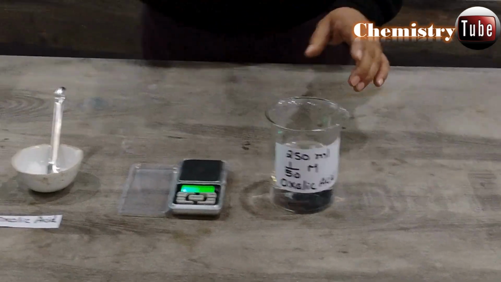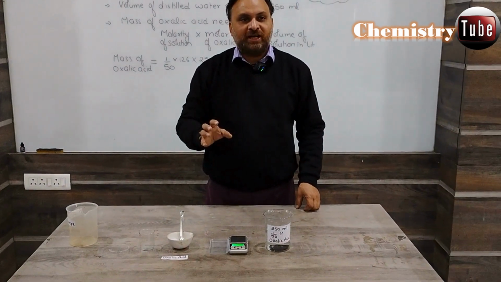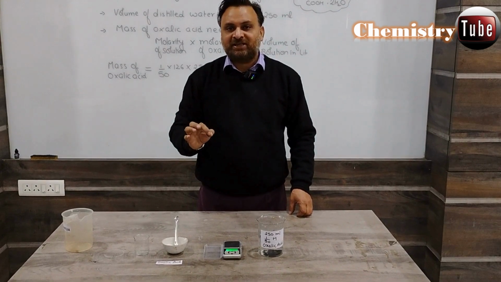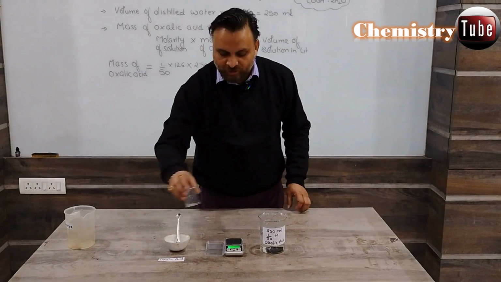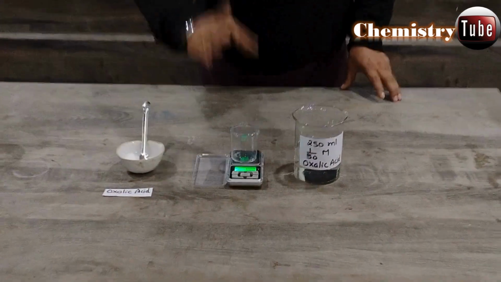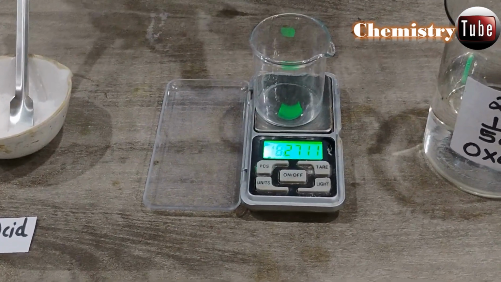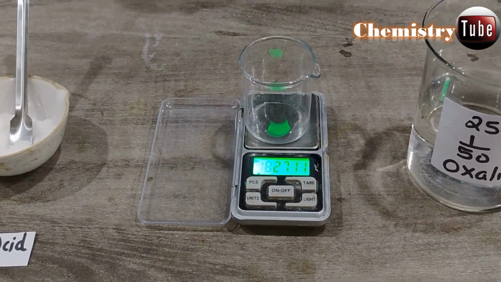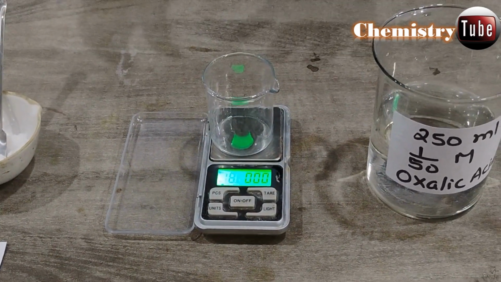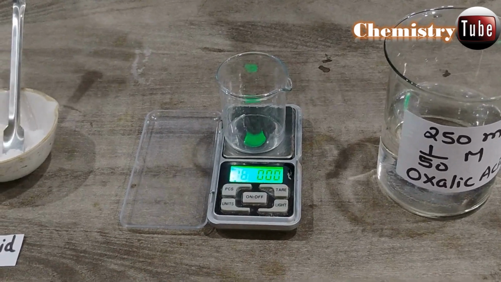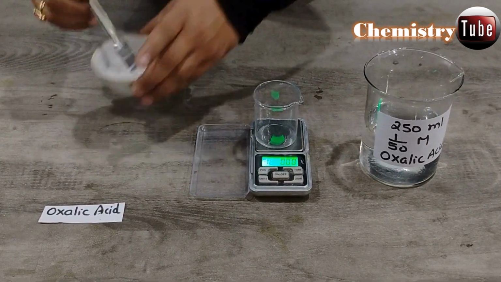Now we have to weigh oxalic acid. How much oxalic acid is required? 0.63 gram of oxalic acid is required to prepare this solution. So now what we will do? We will put this beaker here, and once we put this beaker here, we can see that this machine is reading the weight of this beaker. So we will apply tare. Once we apply tare, this weighing machine is reset to 0. Now this weighing machine will weigh only the weight of oxalic acid.